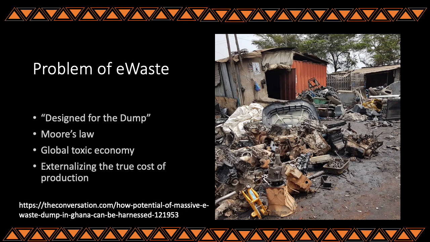In the 1960s, Gordon Moore, a semiconductor pioneer, predicted that electronics designers could double processor speed every 18 months, but it was interpreted the wrong way. They thought that every 18 months we had to throw out our electronics.